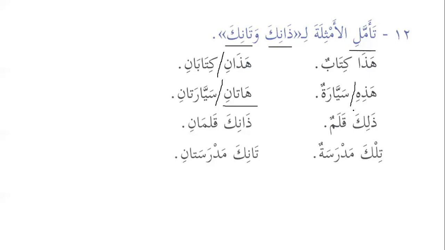Dhalika qalamun, mubtada, qalamun khabar, that is a pen, and if we want to say those two are pens, we will say dhanika qalamani, those two are pens. Dhalika, and the dual of dhalika is dhanika. Then we have tilka madrasatun, that is a school, and as we know that tilka is used for feminine, that's why this is mubtada and madrasatun is khabar, which is also feminine, and the dual will be tanika madrasatani, those two are schools.